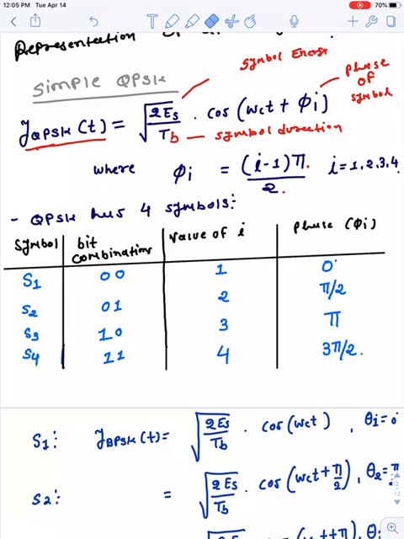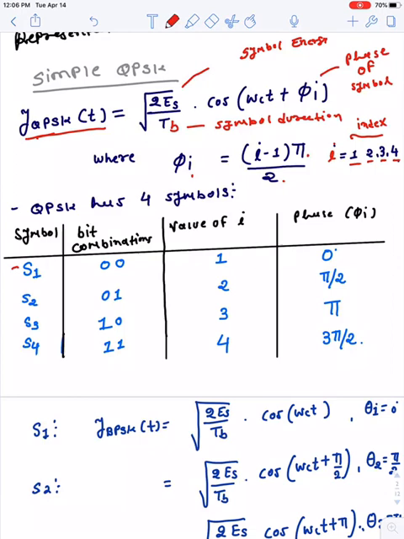It's simply represented as phi_i equal to (i minus 1) times pi by 2, where i is the index of a symbol. So the index can have any value like 1, 2, 3 or 4. We have four symbols in QPSK, so these are the indexes of the symbols, and accordingly phi_i can be calculated. So if we start with i equal to 1 and put it here, we have a 0 degree phase shift. This table represents everything.